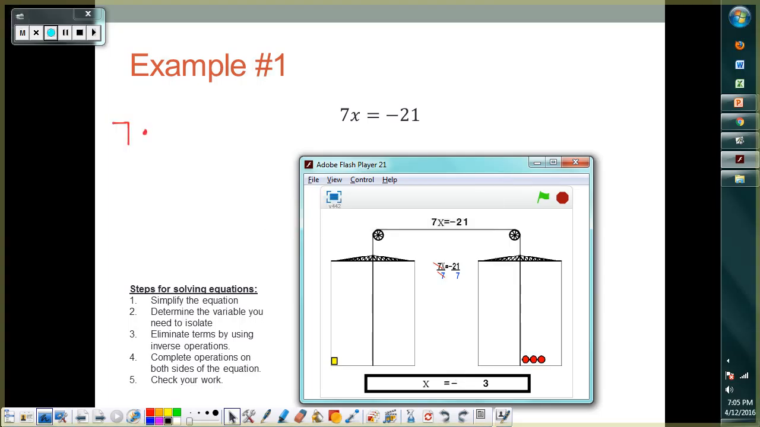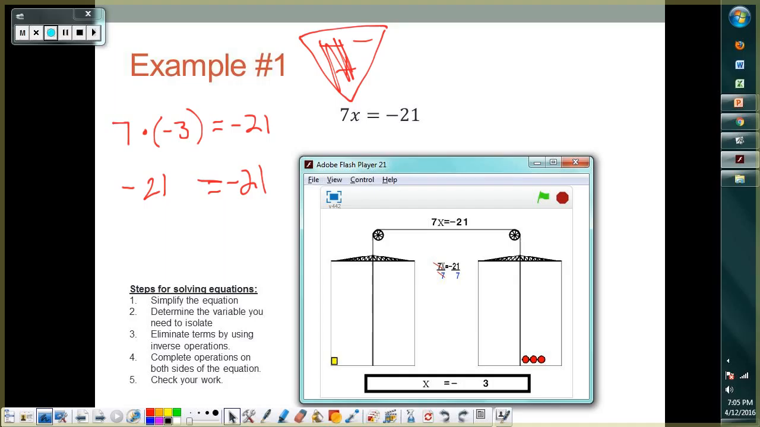7, no sign means multiply, times negative 3 equals negative 21. 7 times 3 is 21. A positive and a negative makes a negative. Negative 21 is equal to negative 21, so my solution checks out. Again, this is one of the most important steps you can do as you're solving equations, because if it checks out, you know you have the right answer.